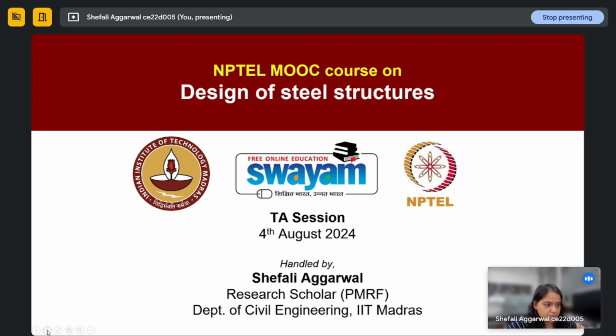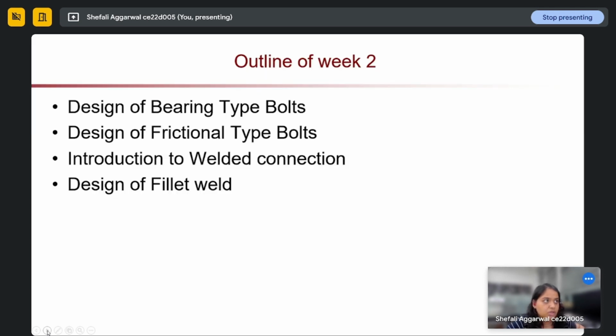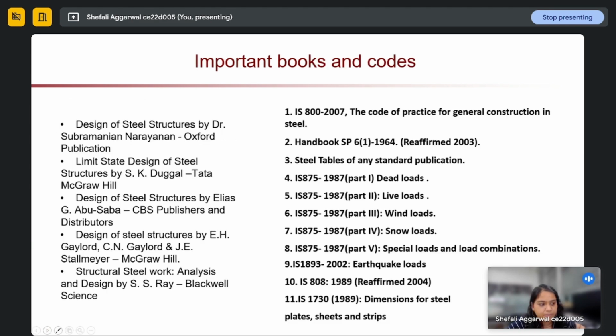In the second week, you might have studied the design of different types of connection, mainly bolts, two types of bolts, bearing type and frictional type, then the different types of welded connection, what exactly a welded connection is, and then design of fillet weld. This is what you might have studied in this week. We will go one by one on each topic.